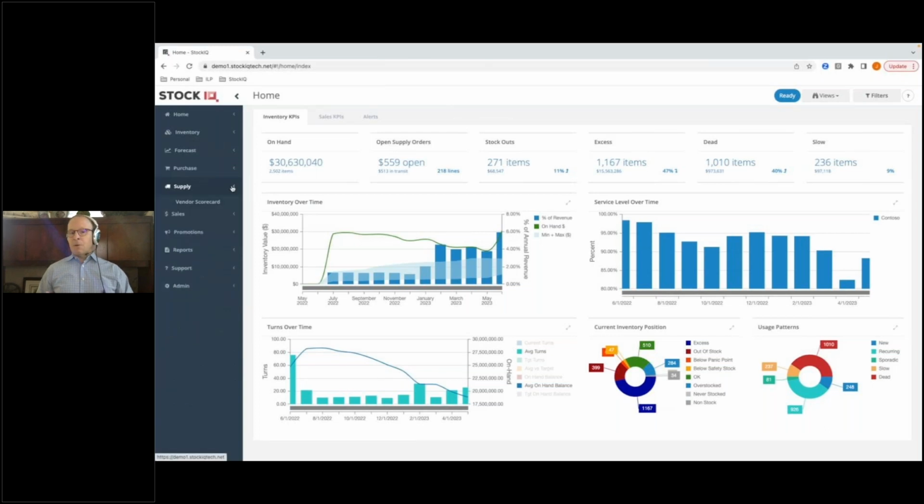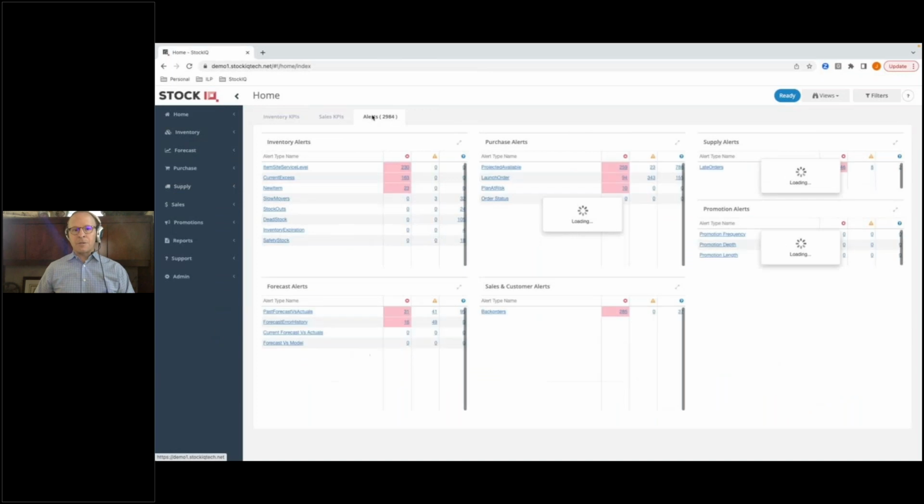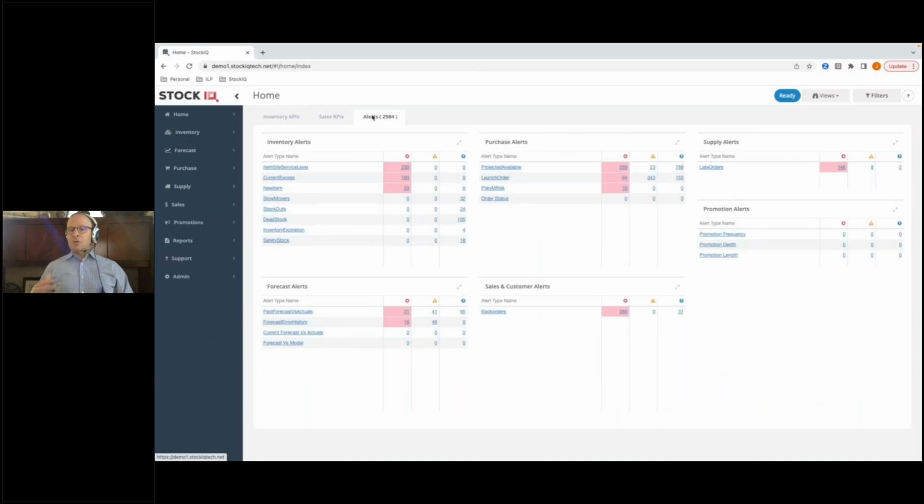So just as a bit of an orientation, typically when we begin working with our clients, we advise and give suggestions on the day in the life of somebody that's doing planning. We typically recommend that these individuals start by reviewing alerts. StockIQ generates a series of alerts to identify to the planners and the individuals within the company what needs their attention. These are organized in various categories.